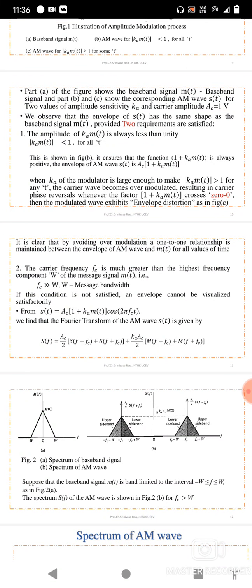So from that, s of t is equal to Ac into 1 plus Ka m of t, cos 2 pi fc t.